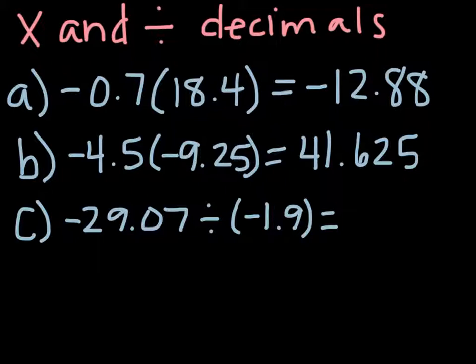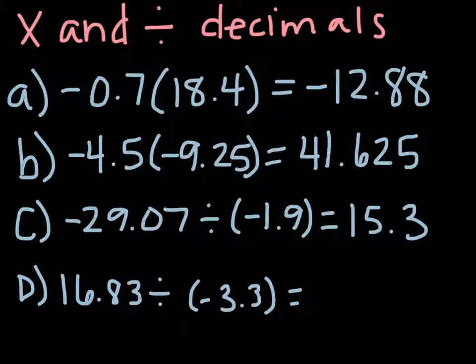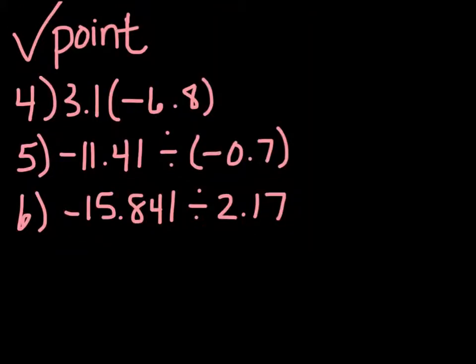In problem C, we'll divide. We have the same sign, so once again our quotient will be positive. Negative 29 and 7 hundredths divided by negative 1 and 9/10 gives us an answer of 15.3. In our final example, we'll divide 16 and 83 hundredths by negative 3 and 3/10. Our quotient will be negative because we have different signs. And our quotient is negative 5.1. Now let's try some on your own. Complete these 3 division and multiplication problems with decimals on your own. When you come back, we'll start adding decimals to equations.